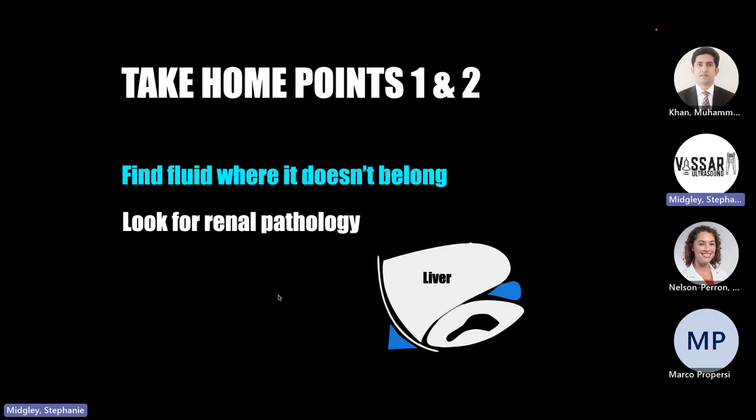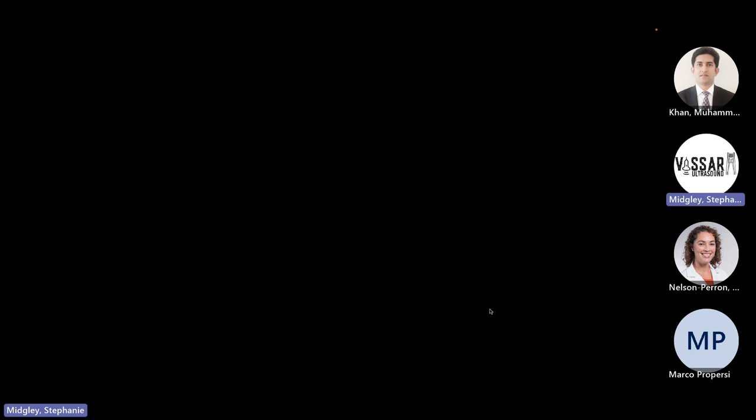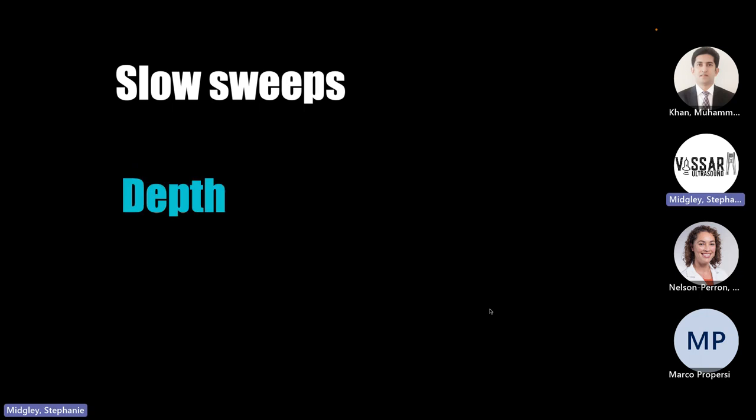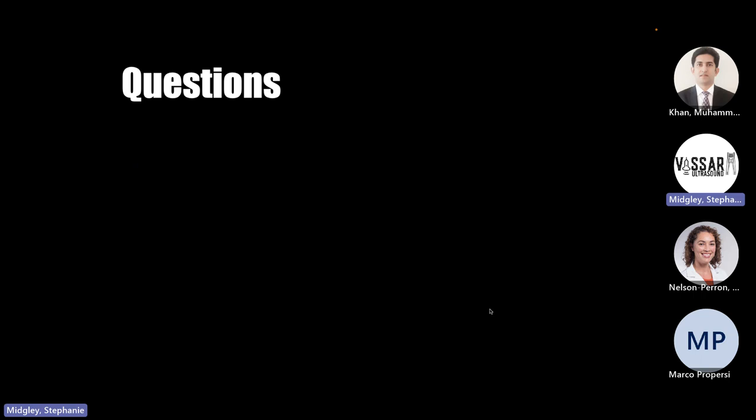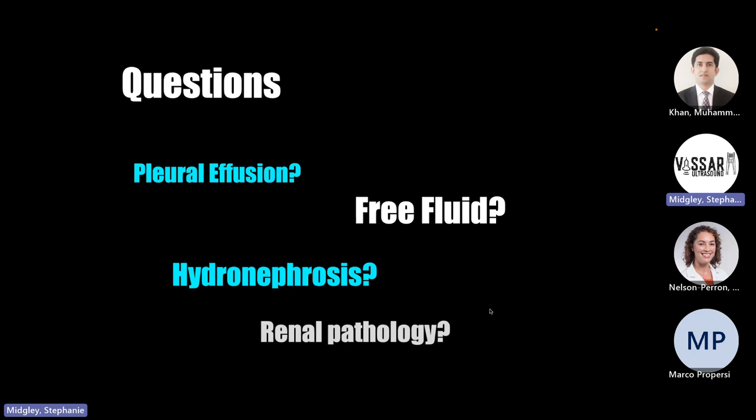So take home point number one and two. Look for fluid where it doesn't belong, above the diaphragm, inferior tip of the liver, and then make sure you're looking at the kidney for any sort of pathology. Hydronephrosis, looking at the outline of the kidney for cysts and masses. Spleno-renal view, we're going to jump through real fast because it's the exact same thing. Slow sweeps, make sure you adjust your depth, find your spine. Twist your probe, get in between those rib shadows. You're looking for pleural effusion. We're looking for free fluid in the belly. We're looking for hydronephrosis. And then we're looking for anything in the kidney.